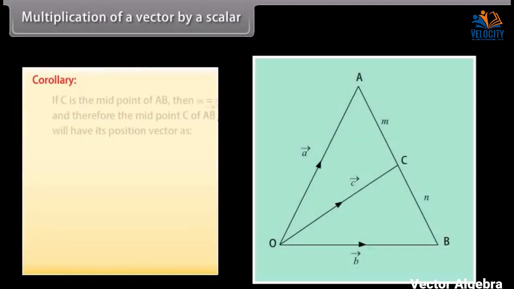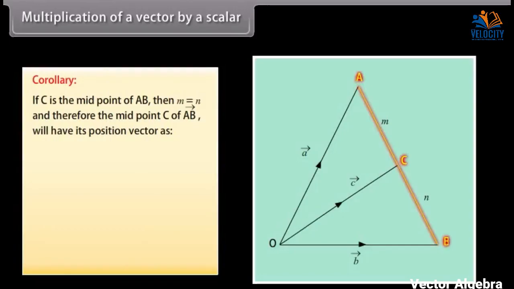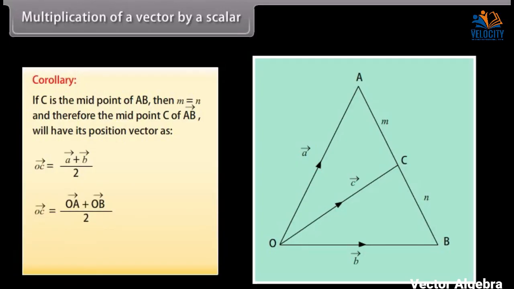Corollary. If C is the midpoint of AB, then m equals n, and therefore the midpoint C of vector AB will have its position vector as given below. Vector OC equals (vector A plus vector B) by 2. Vector OC equals (vector OA plus vector OB) by 2. Vector OA plus vector OB equals 2 vector OC.